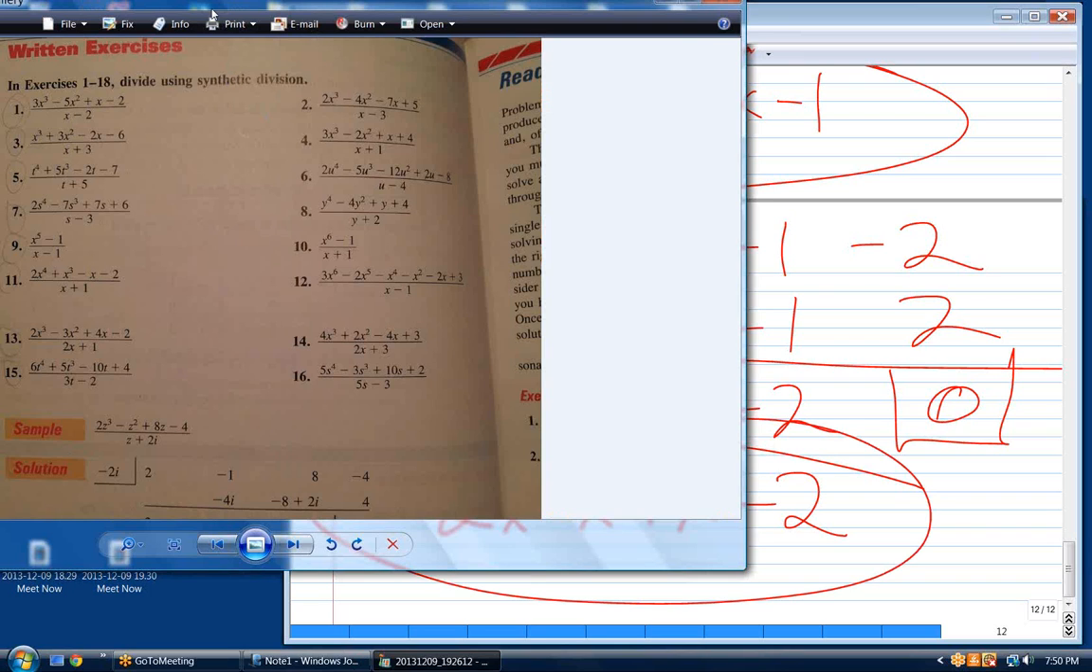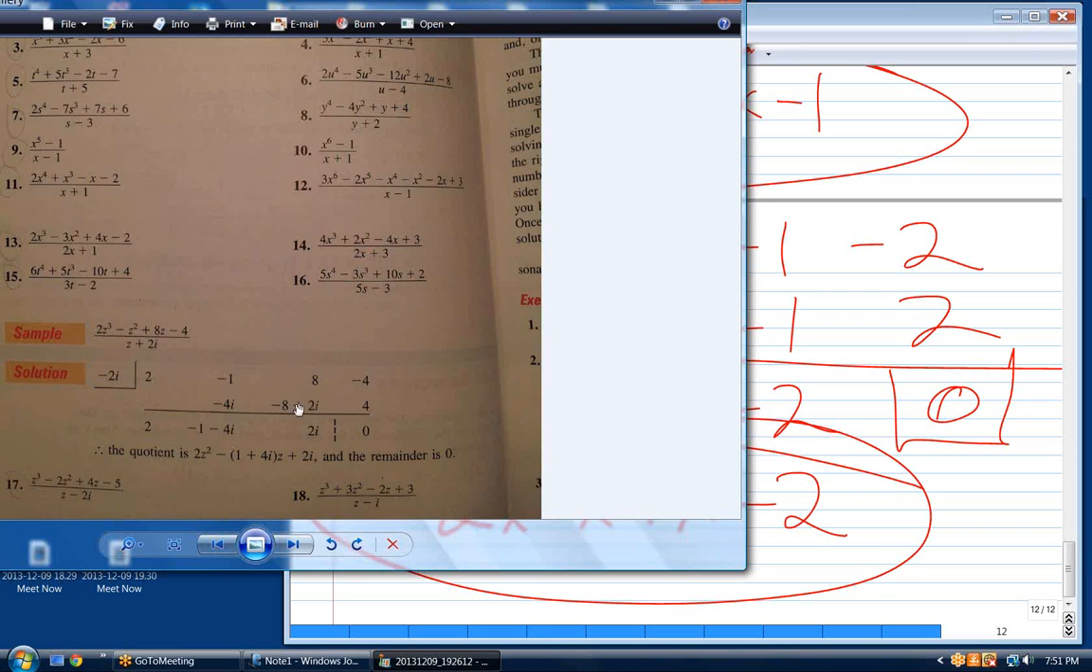Yeah, I have one more thing. How about dividing this by an imaginary number? Do you have to do that? No, we haven't talked about that. Okay. Works exactly the same. In other words, notice that in this sample here where they're dividing by z plus 2i, we're going to put in the box minus 2i. And then everything works the same even though you end up with complex numbers like this. That works. Okay. So you can divide by imaginary numbers using synthetic division also.